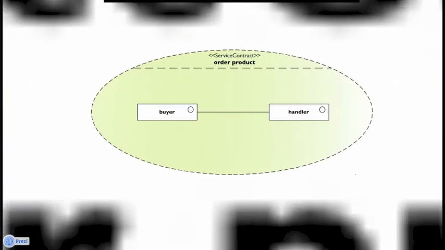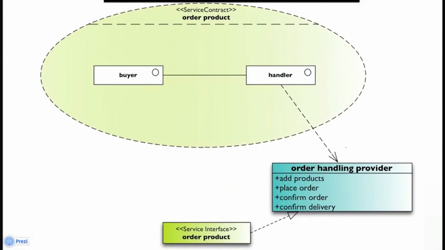In order product, we have a participant called buyer, which is the consumer, and an order handler, which is the provider. The contract is modeled with the roles involved. A buyer is the consuming role, and the handler is the providing role. These roles are generic, but in the current case, the handler role is filled by the order handler participant. We also define what the handler must provide for this contract to work. The responsibilities for the handler are to provide adding products, placing order, confirming order, and confirming delivery. The responsibilities are what should be exposed through the identified service interface order product.